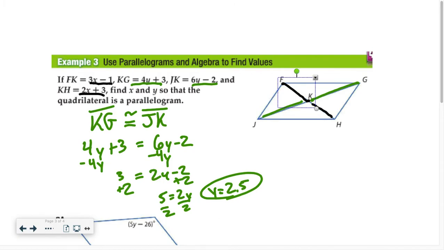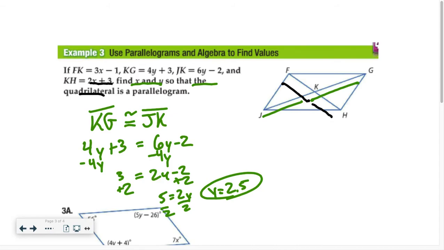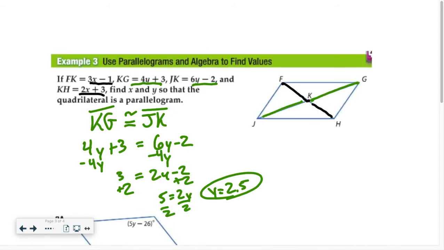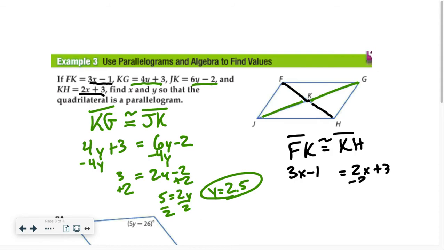Okay, this is a parallelogram. FK, KH, those two segments are congruent, which allows us to use another equation. 3x minus 1 equals 2x plus 3. So x minus 1 equals 3. X equals 4. Those are the values of x and y that make this a parallelogram.